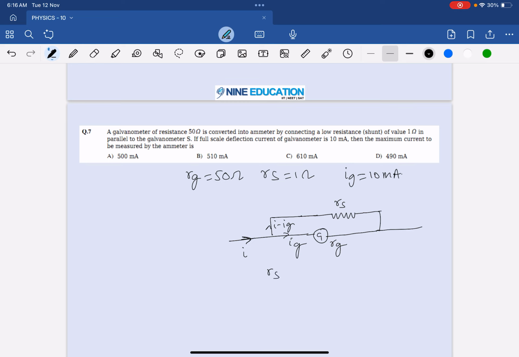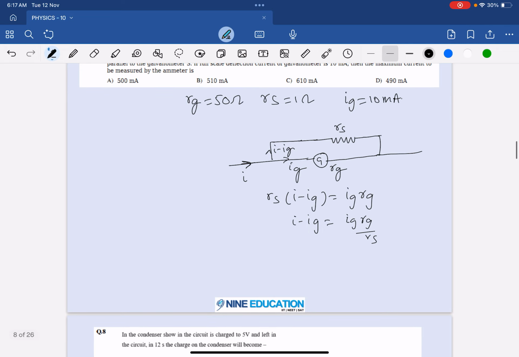Now I know that Rs times (I minus Ig) must equal Ig Rg. I can write it as I minus Ig equals Ig Rg by Rs. So here I could be written as Ig times (1 plus Rg by Rs). Sir, what is the galvanometer current? So galvanometer current is 10 into 10 to the power minus 3.